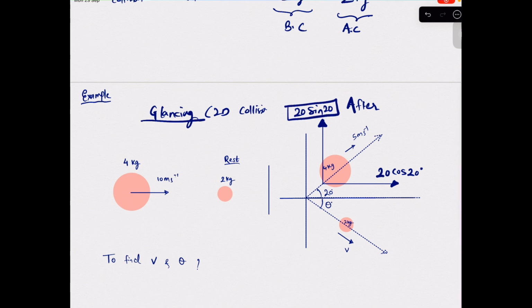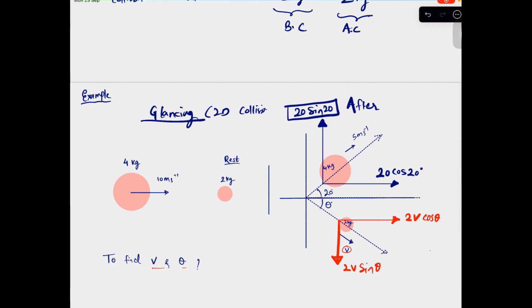Similarly, for the 2 kg object, I can split its momentum into x direction and y direction components. In the x direction, its momentum to the right will be, since mass is 2 and velocity is unknown, that's what I'm calculating, v and then theta, its momentum will be 2v cos theta, and its vertical momentum will be 2v sin theta.